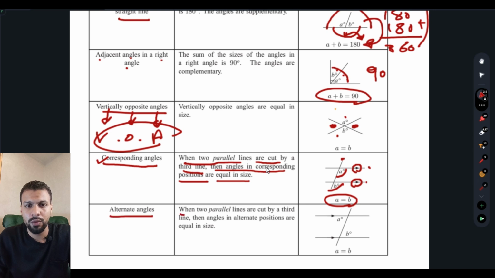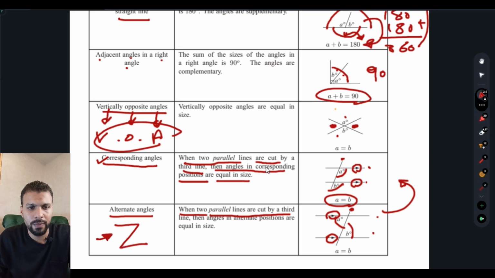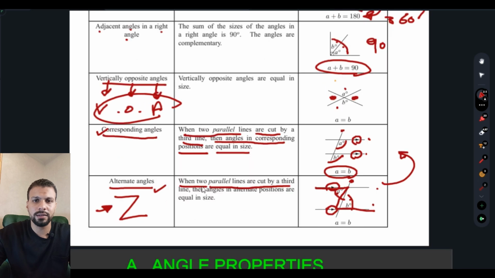Let's continue. Alternate angles. When two parallel lines are cut by a third line, the same, if I have two parallel lines by this shape, and I have this line intersecting them, then A equals B by alternate angles. And alternate gives me the letter Z. So I have the Z letter here. Then A and B are equal by alternate angles.